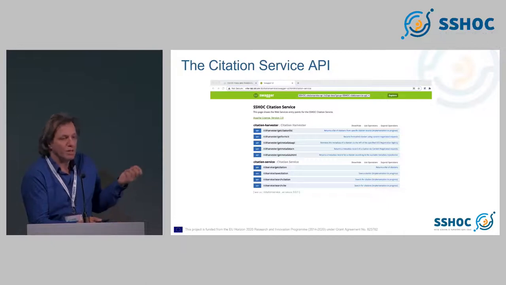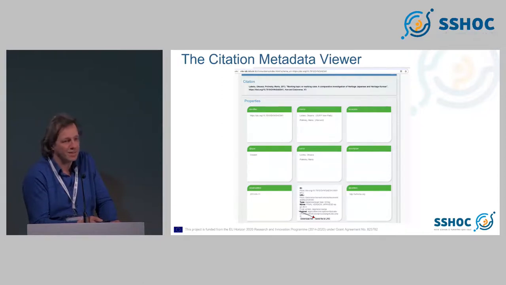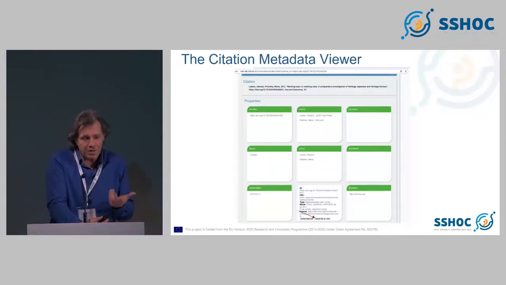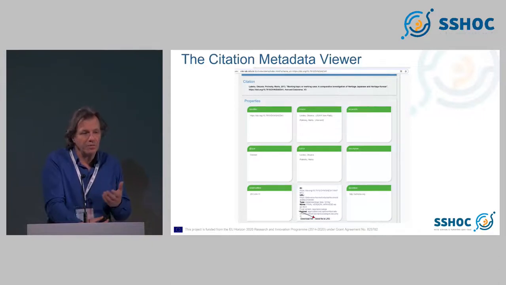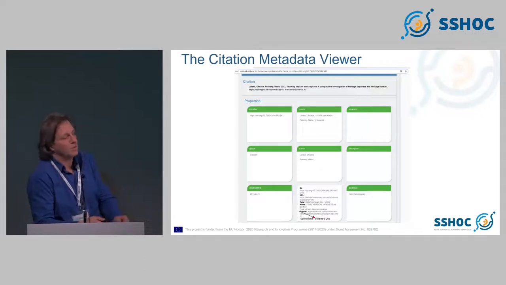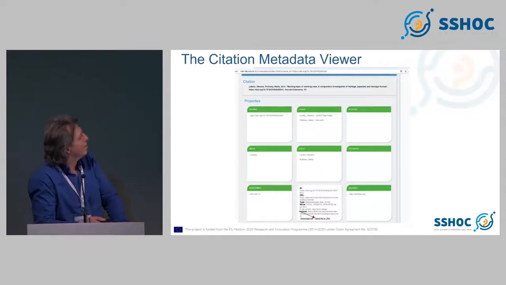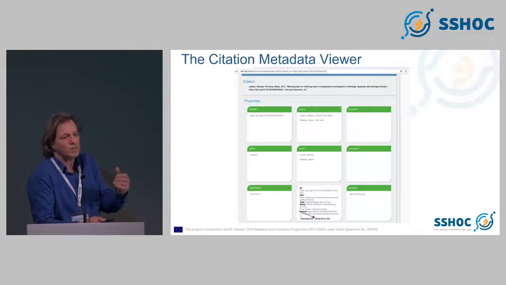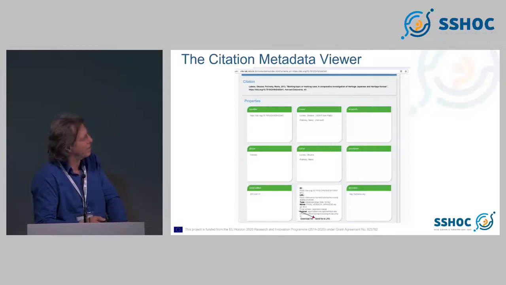So we give access to this information with the API of the prototype, but remember that we have toasters, humans, and they need to access the information also. When you try to retrieve, for instance, a data set, you need to have all this information in the same place. And this is the citation viewer that you can see. There are not a lot of metadata in that one, but this is the way you can see all the information we get from the different sources.